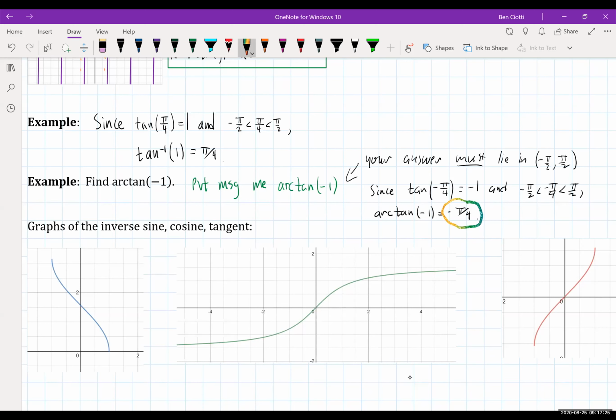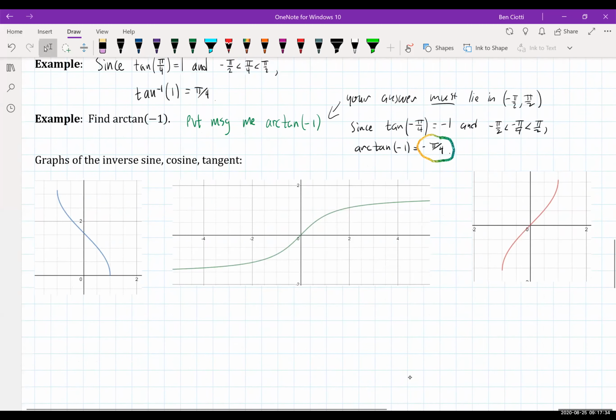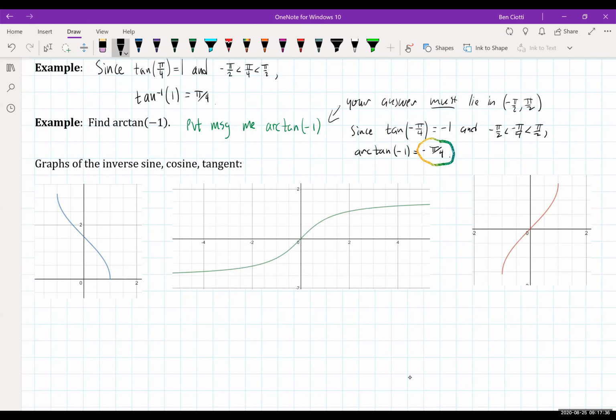Okay. Any questions? So what you see below you now is the graphs of some of these inverse functions. Like on the left, that's y equals cos inverse of x. Then in the middle, that's y equals tan inverse of x. And then on the right, that's y equals sine inverse of x.